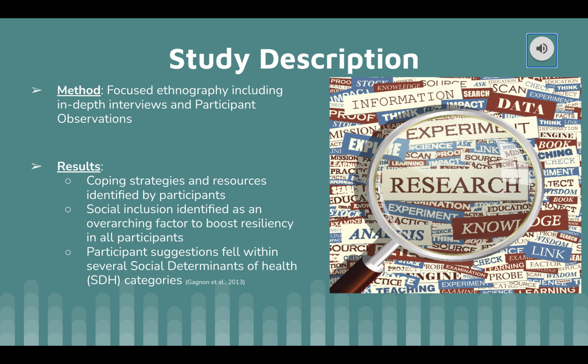The social determinant of health categories within which the suggestions of the mothers fell included income and social status, social support network, education, personal health practices and coping skills, healthy child development, and health services. Most of these suggestions were related to creating supportive environments and building healthy public policy.